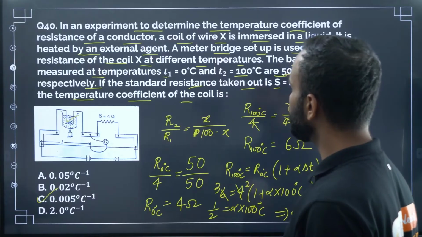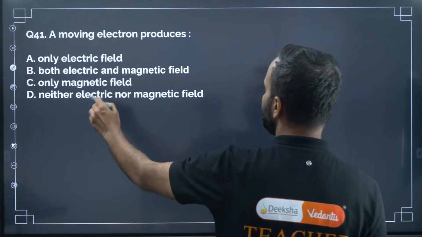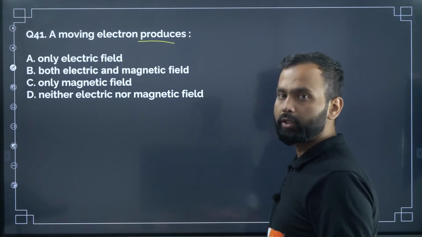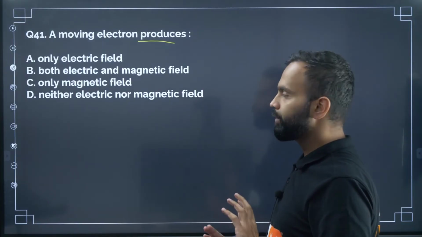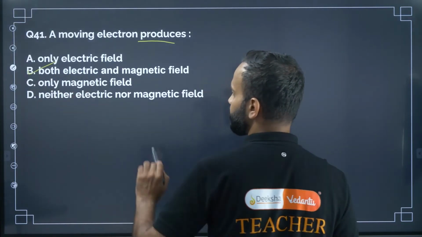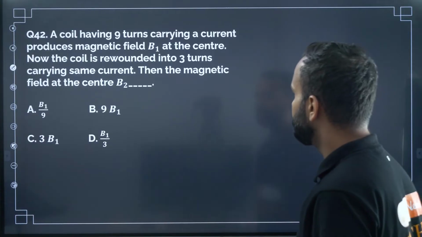Okay. Yeah, question number 41. A moving electron produces both electric field and magnetic field. Okay, so the correct option is B. Next question, question number 42.